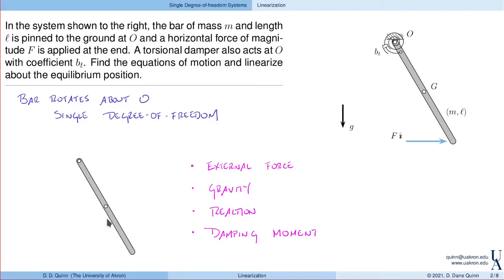So let's go and include those on our force diagram. We have this force F that is applied to the object. We have the weight of the bar, right? So that's going to be W. We have a reaction force. I don't know anything at all about this, right? I don't know magnitude, direction, anything really. And then finally, we have a moment due to the damper. This is it, right? These are all the forces that act on our object. So as we go forward, we need to make sure that we include these in our, for example, free body diagram.